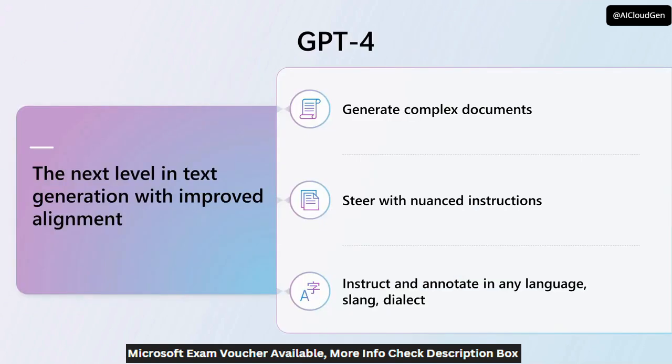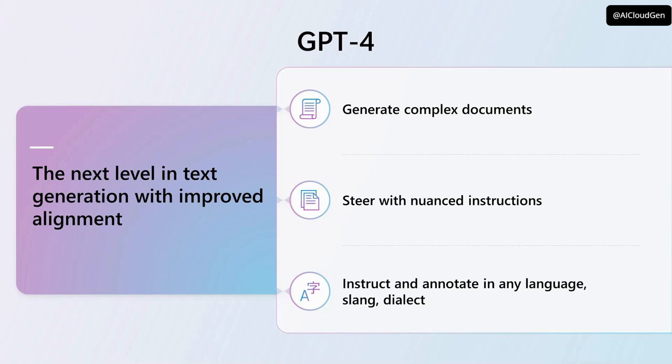So as you can see here, the GPT-4 models are improved over GPT-3.5, and they can understand natural language and code. And it is a large multimodal model. As I said, it can accept text inputs, images, as well as videos. And you can use it to generate complex documents, or you can steer it with nuanced instructions, or you can instruct or annotate in any language, slang, or even dialect. So you will be able to do those things quite easily with that.